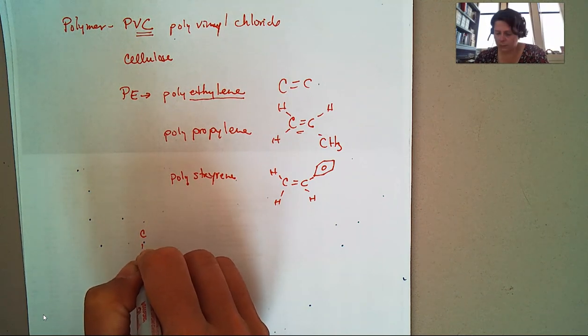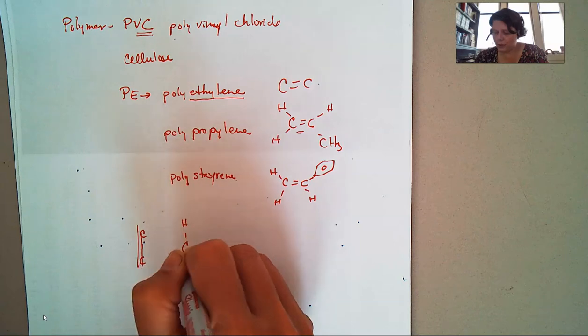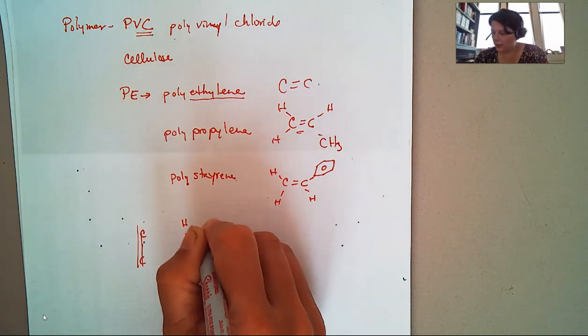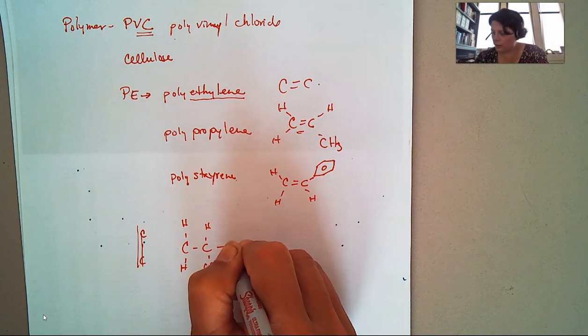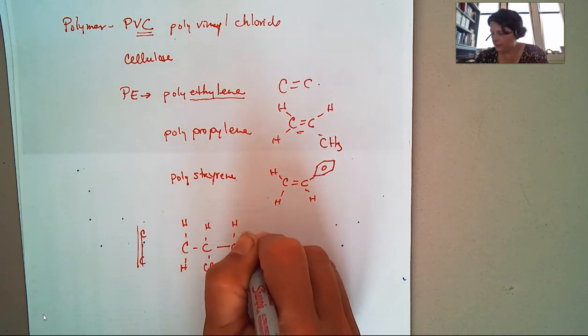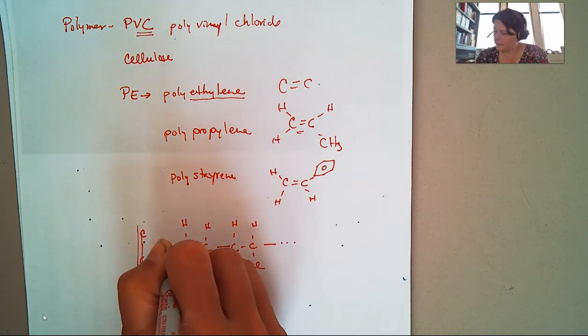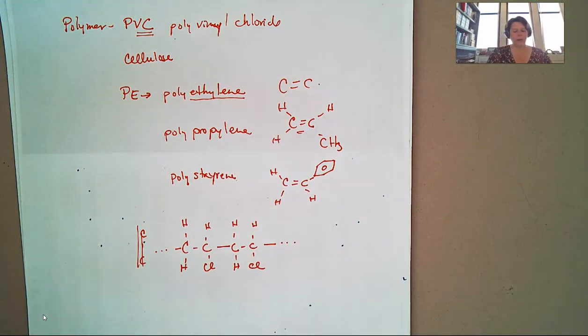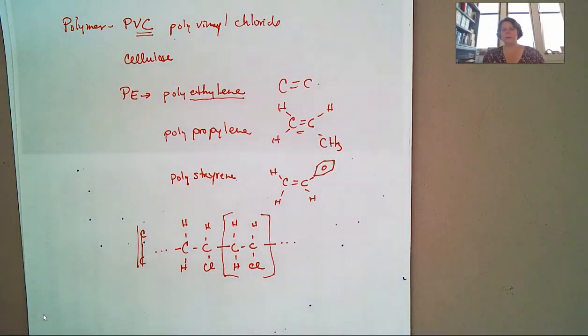So when you connect them all together, you get something like this. So you've got your C, here's your H, here's your H, here's your H, here's your Cl, and then this is connected to another one, Cl, and it just keeps going and going and going. And so you get your unit right here, and then it just keeps repeating itself. So that's what polymers are.